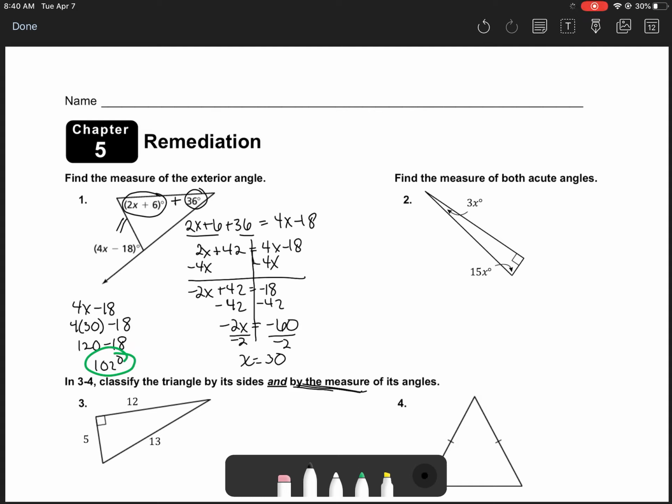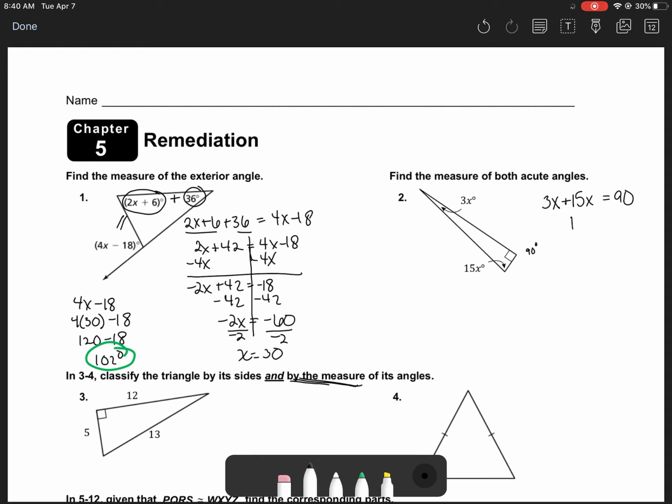For the next one, we have two acute angles, and we're in a right triangle. So if I think about this, if this is the 90 degrees, if I take away that 90 degrees, there are two other angles. They have to add to 180. So those two other angles have to add to 90 as well. Because 3x plus 15x plus 90 would all equal 180. So I actually can just set those up to be 90. I don't have to do that 180 part. So 18x equals 90, divide by 18, x equals 5 was my answer.